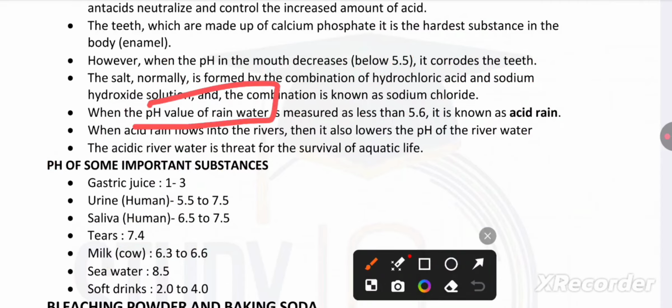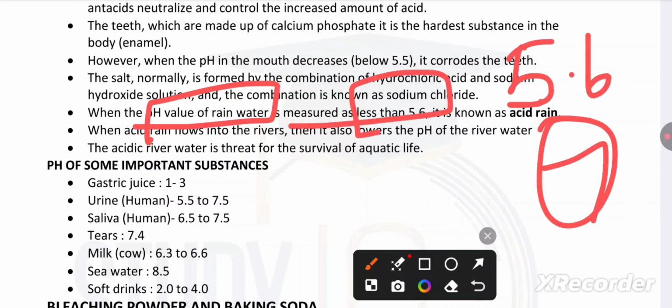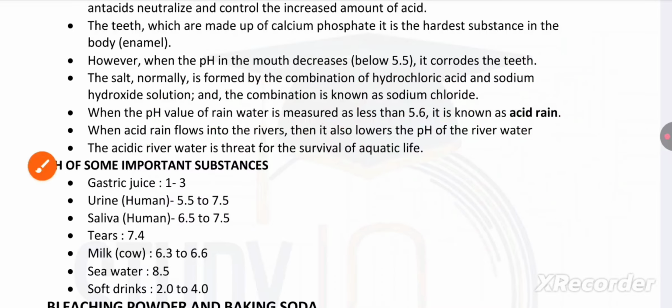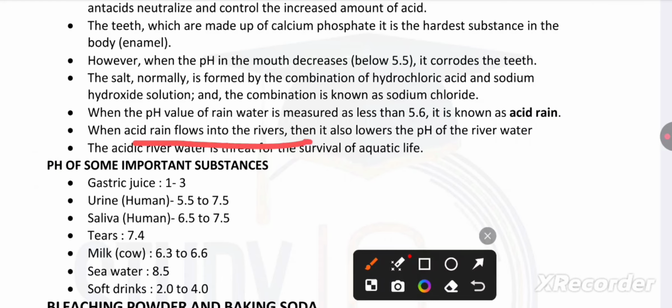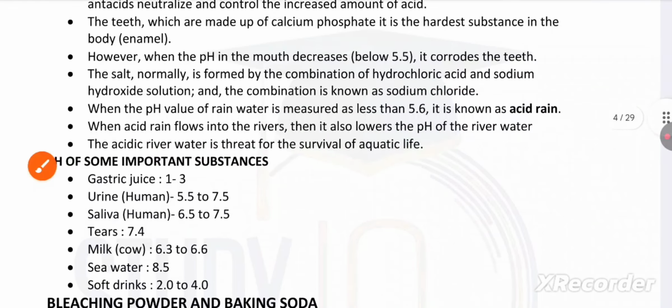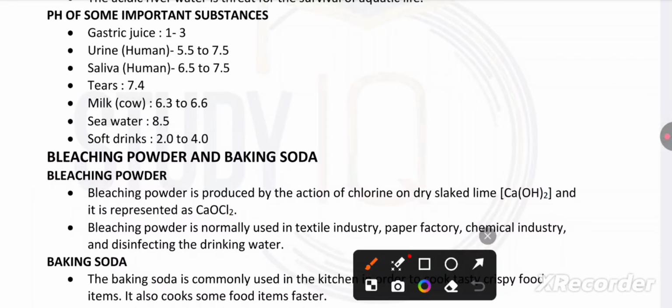When the pH value of rainwater is measured as less than 5.6 (we know 7 is neutral, 6 is a little bit basic), it is considered acid rain. It will affect aquatic life. Definitely, it will affect aquatic life. It flows into the river and also lowers the pH level of the river, and the survival of aquatic life is fully gone. Very, very, very important topic.